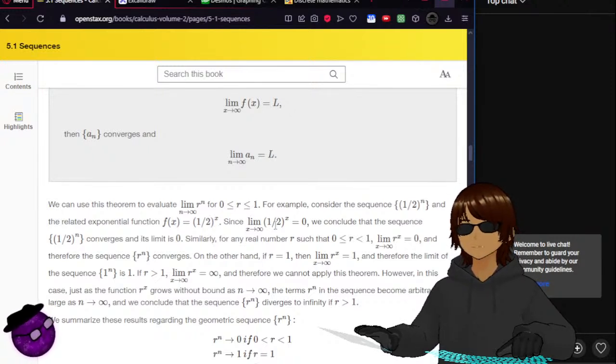Since limit of half to the power of x is equal to 0, we conclude that the sequence half to the power of n converges and its limit is 0.